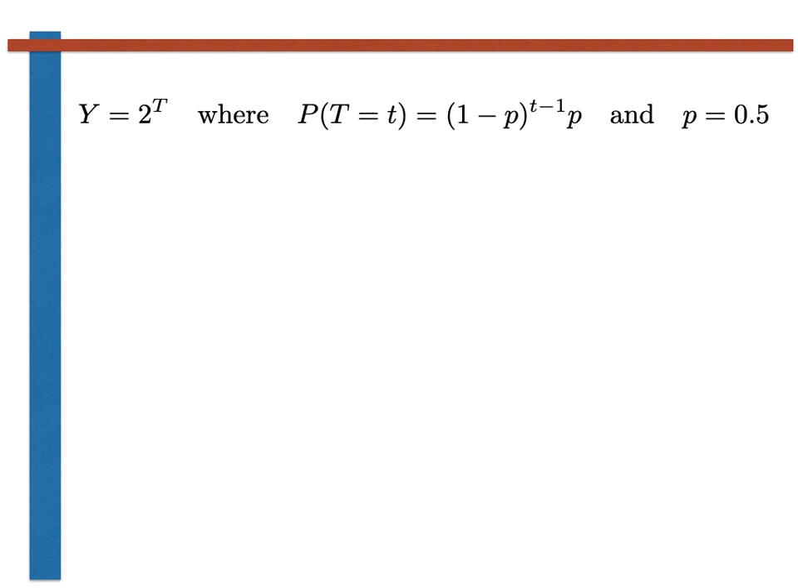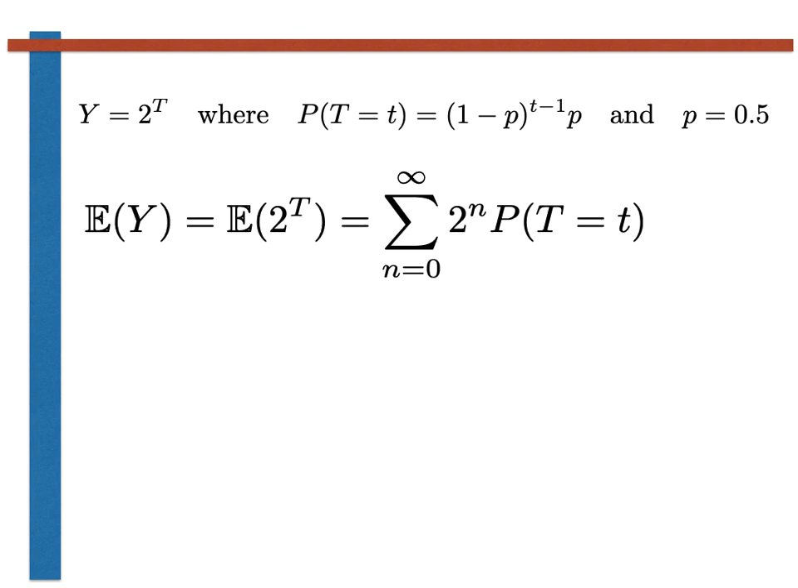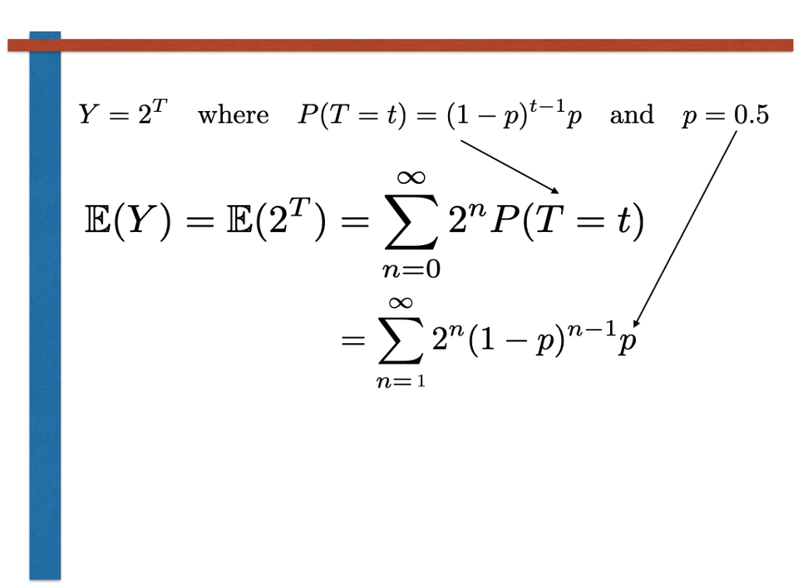We can calculate the expectation for the random variable capital Y in the usual way. Y is just a function of a random variable, so we can use our familiar expression for the expectation of a function of a discrete random variable as is written here. Inserting the expression for the probability mass function for our geometric random variable into this then gives the following. Lastly, by recalling that p equals 0.5, we can rewrite (1 minus p) to the n minus 1 times p as a half raised to the power n.